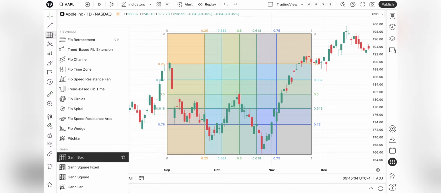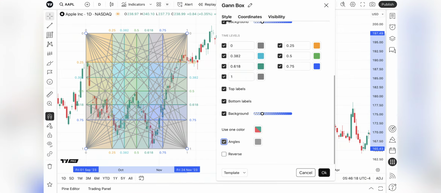But before using it, there's a crucial rule to keep in mind. The chart must be scaled properly so that 1 unit of price equals 1 unit of time. Without this square relationship, the tool loses its accuracy.